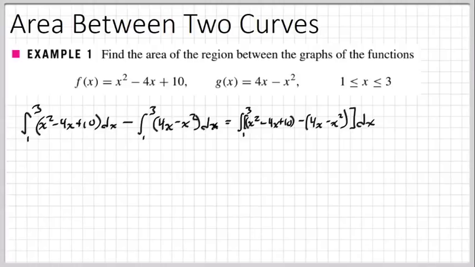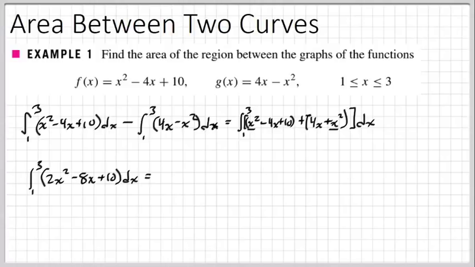Now I simplify what's inside, the integrand. I'm going to distribute this negative, so that's negative 4x, and that's positive x squared. How many x squareds do I have? Two x squareds. There's one right there, and one right there. How many x's do I have? I have a negative 4x there, negative 4x there. Negative 8x. And then I have a plus 10. There you go. This will give me my answer. This will find the area between those two curves.